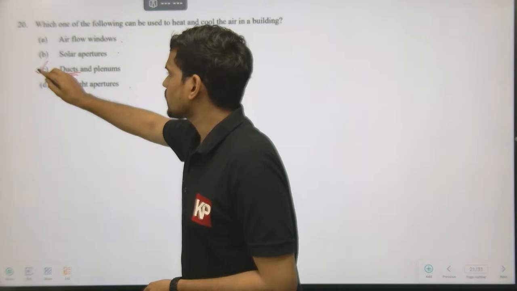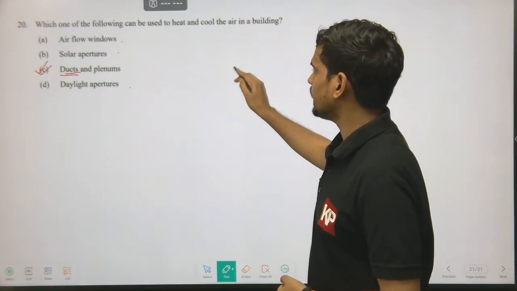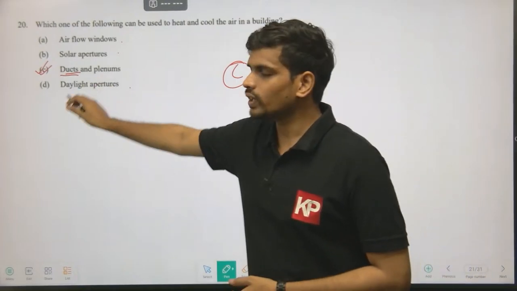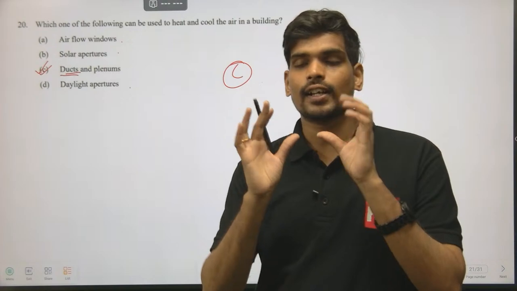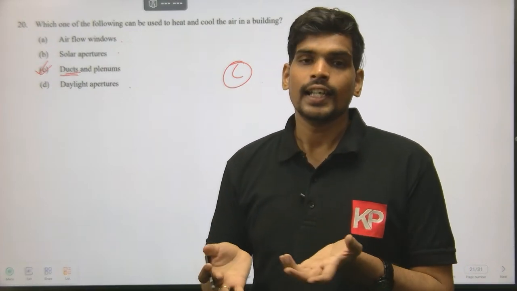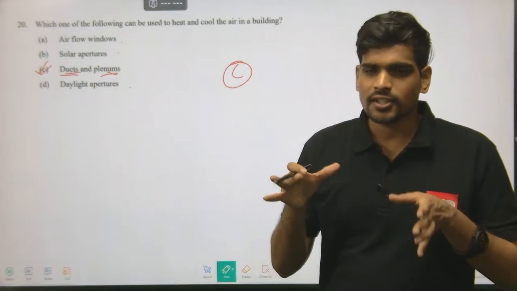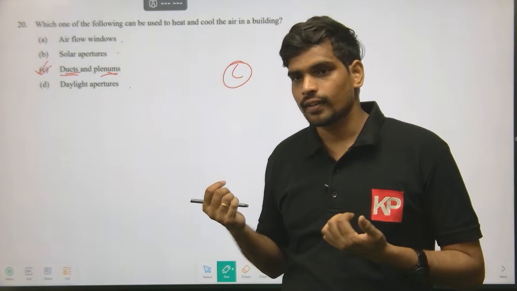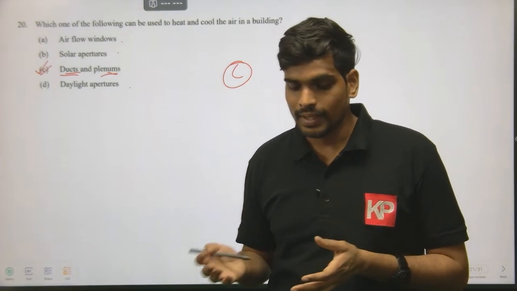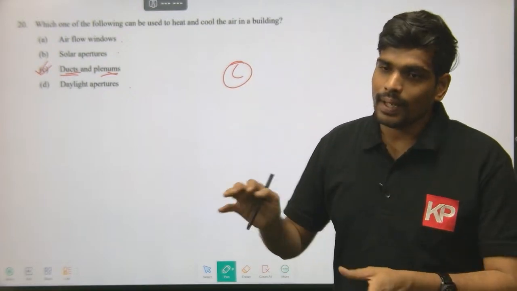So the correct answer, which are used to carry cool and hot air, is basically ducts and plenums. You know already what ductwork is. Ductworks are basically those aluminum channels which are generally concealed in the false ceiling, which carry the air from the air handling unit. Plenums, on the other hand, are pressurized chambers which supply the air. Generally, you have supply plenums and return inlet plenums also. Supply and return plenums are used in the false ceiling to supply and return the air.